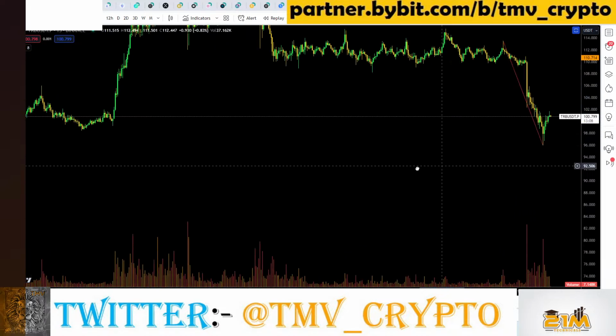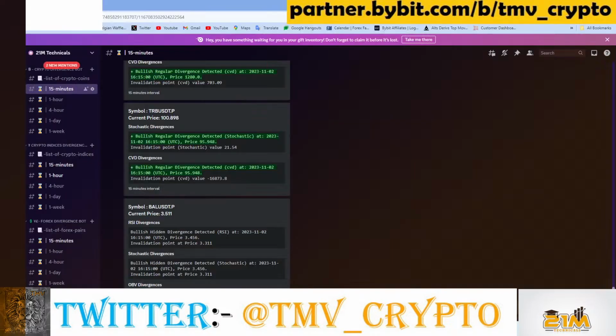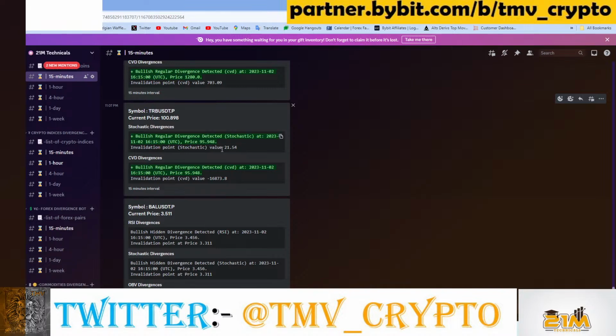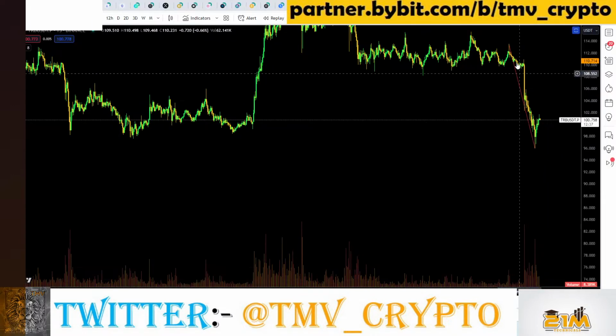Okay. Now what it says is that it is a bullish regular divergence detected at price 95.95. Your invalidation point is your stochastic value of 21.54. That is where your invalidation point would be on a stochastic. So you can also open a stochastic here. You should be having two things over here. So now let's go to the chart.